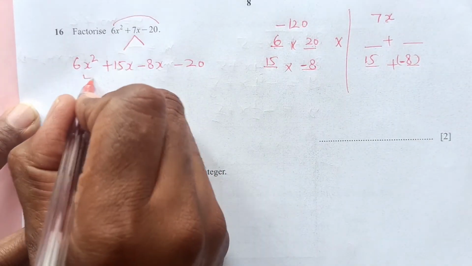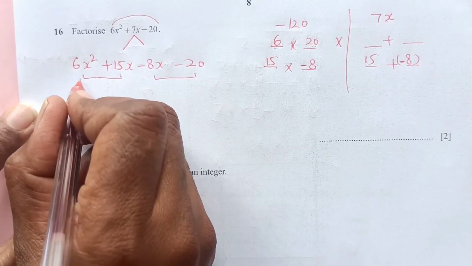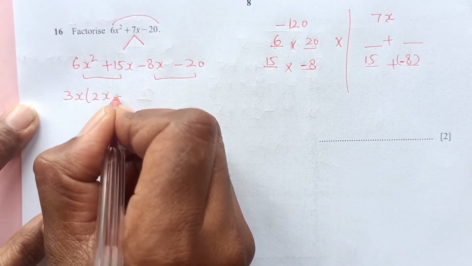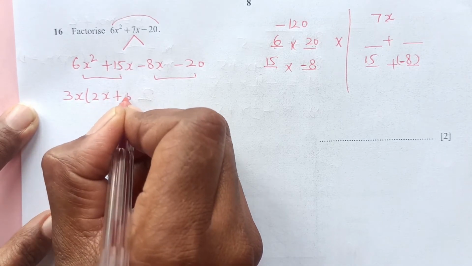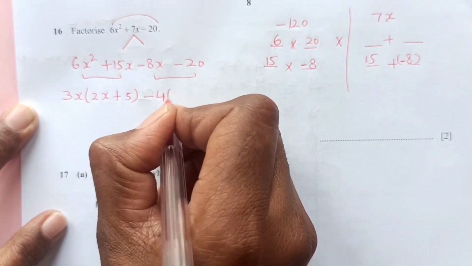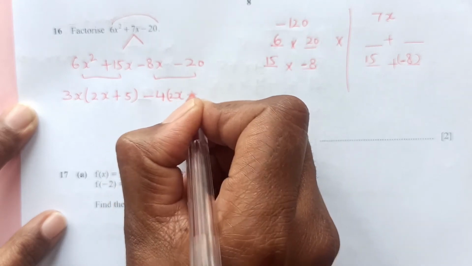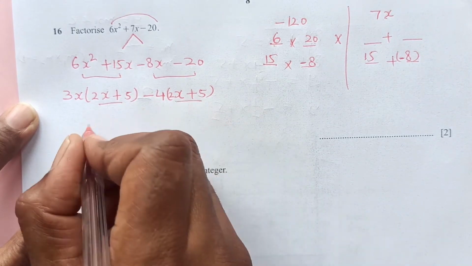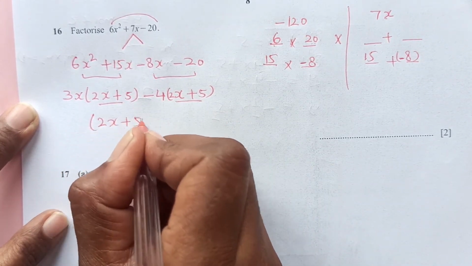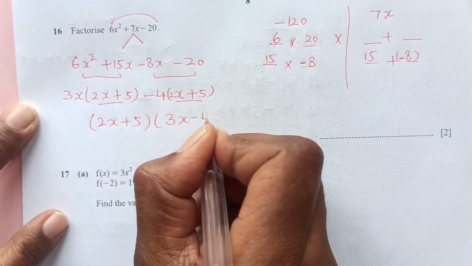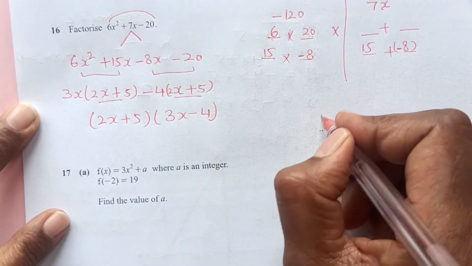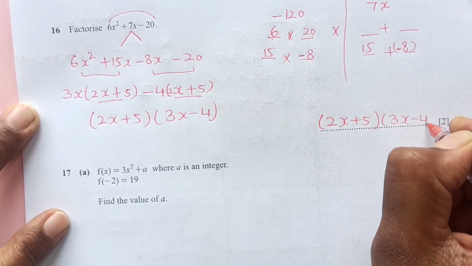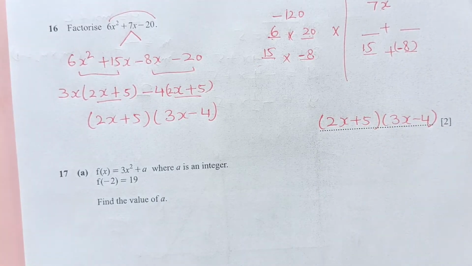Now see what is common in the first two and the second two. Here we have 3 common and x also, so 2x plus 5. Now here we have 4 common, and that means 2x plus 5 again. Now these two are common, so 2x plus 5 goes out, and we are left with 3x minus 4. So 2x plus 5, 3x minus 4, right?